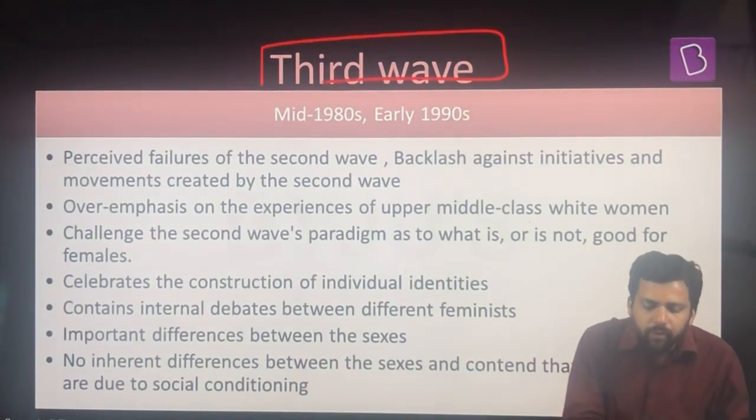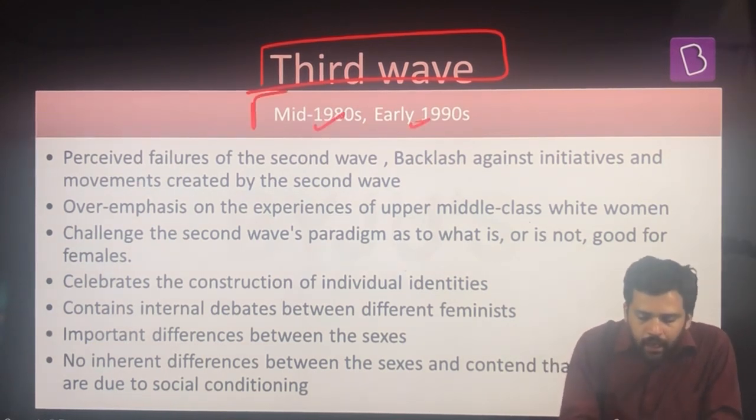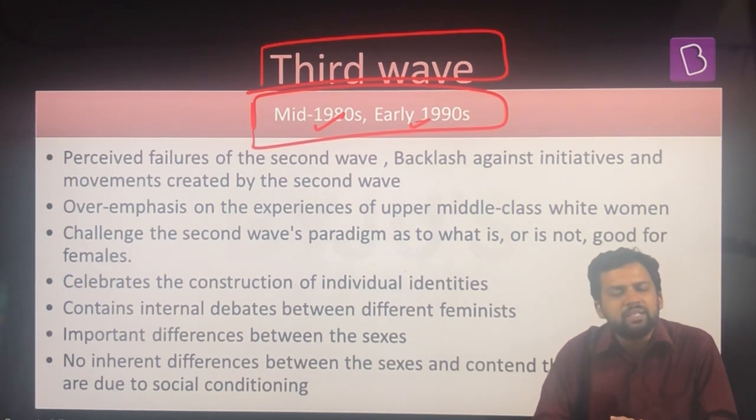Now the third wave of feminism is emerging in the mid 1980s, early 1990s. It is continuing till this point.